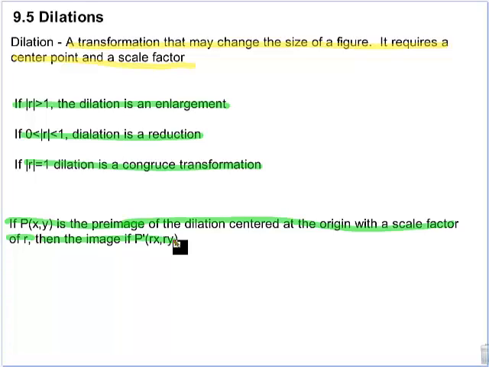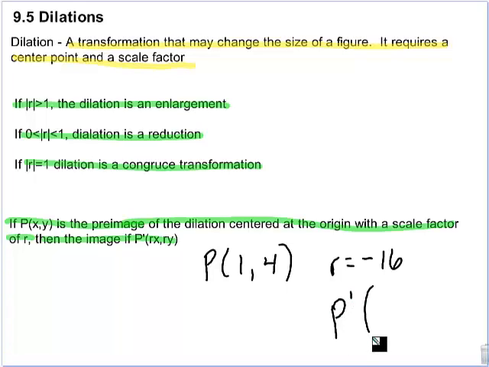So for example, if I have a point (1, 4), my r value is, I don't know, negative 16. Okay. My new value, my P prime, my new point, would be 1 times negative 16 is negative 16, and 4 times negative 16, that's negative 64. So that would be the new point. So whatever value that r is, we just have to multiply by both of those values, and then we get the new image.